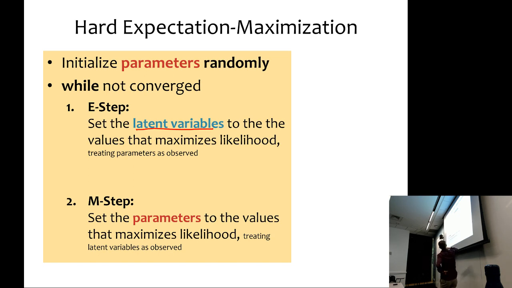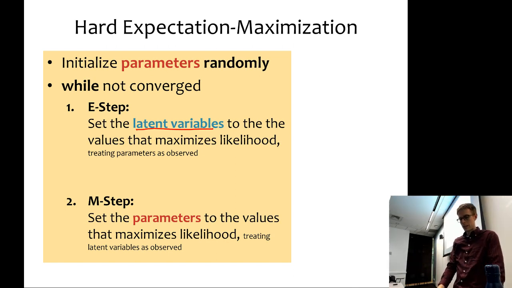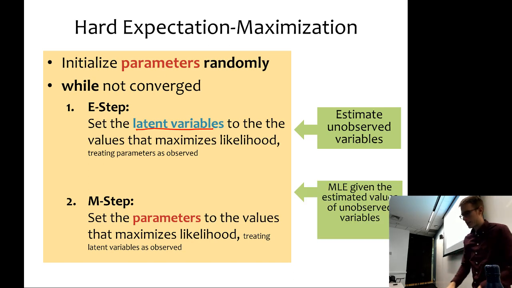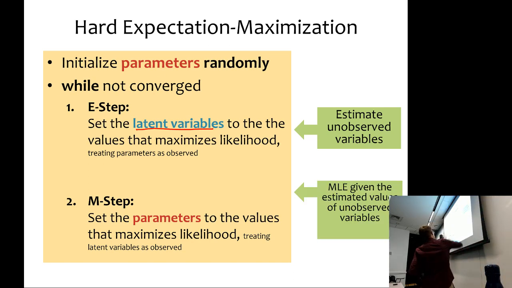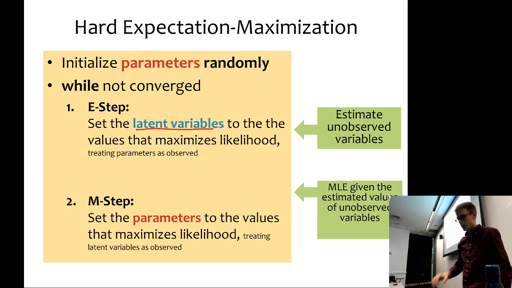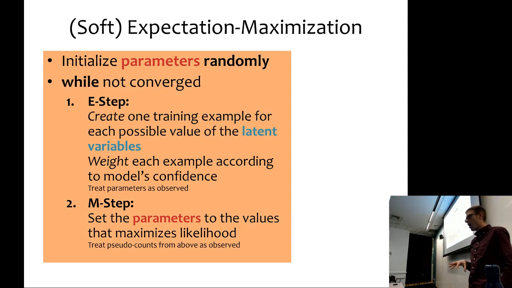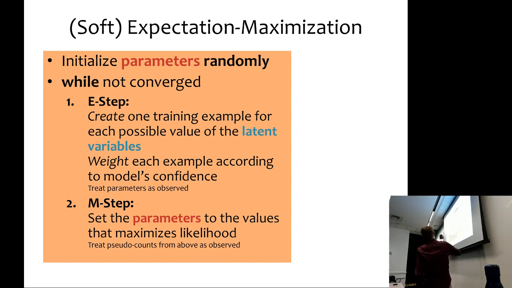Then, in what we call the M-step, you set the parameters to the values that maximize likelihood, treating the latent variables as observed. Okay. So this goes back and forth, updating all the latent variables, and then all the parameters, and then all the latent variables, and then all the parameters. And so in the E step, you're estimating the unobserved variables, and then you're getting maximum likelihood estimates of the unobserved parameters.